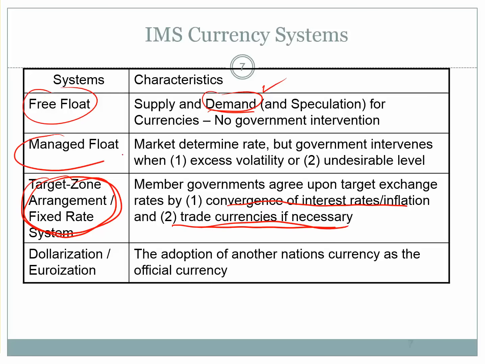Now in the middle, we'll call it managed float. So some people say, well, this is the best of both worlds. Sometimes governments will allow free float, but then they'll just step in and try to affect the exchange rate, or change the exchange rate, because they believe there's maybe either excess volatility or it's just an undesirable level. So we have free float, where supply and demand determines it. You have fixed rate systems, where governments try to cooperate or manipulate currency supply or demand. And you have managed float. And then lastly, dollarization or eurozation. This is a country that completely adopts another country's currency.